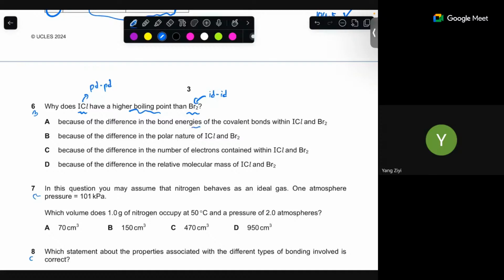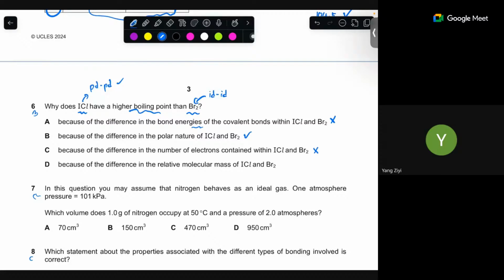Because of the difference in bond energy? No, we are not breaking the bonds between I, Cl and Br, Br. We are not breaking that bond, so this will not be the answer. Because of the difference in electrons? Nothing to do with that, because we are not talking about just the ID. There's also PD over there. If you are comparing between non-polar and non-polar, it's fine, but here there is PD. The difference in polar nature, yes, possible. But let's look at D, because of the difference in relative molecular mass.